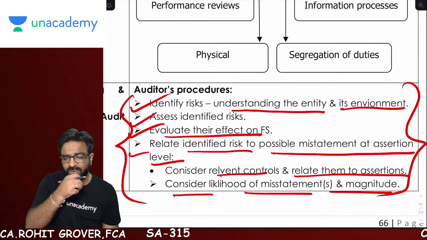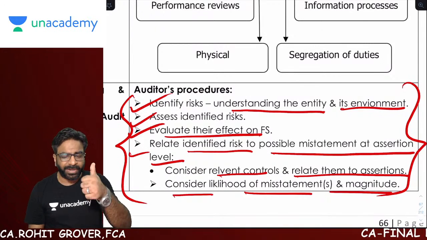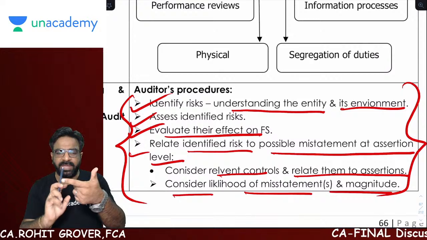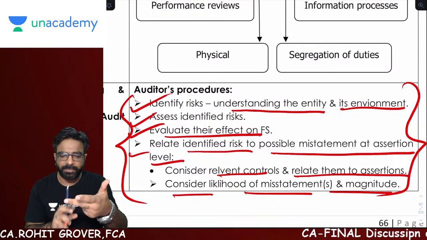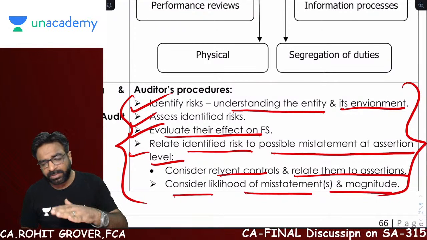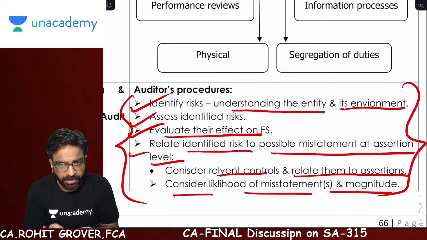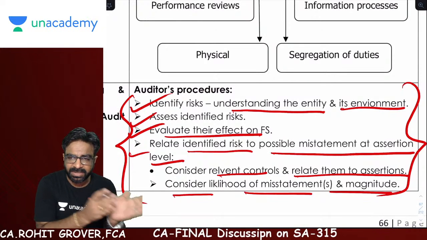So if they ask you how the auditor should identify and assess the material misstatement, how can you identify? By having an understanding of the entity, its environment and controls. You have to assess the risk, see its impact on the financial statement, see what possible misstatement it can carry out, consider the relevant controls and relate them to the assertion.